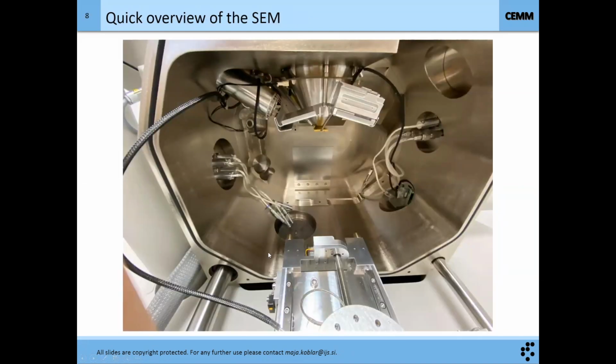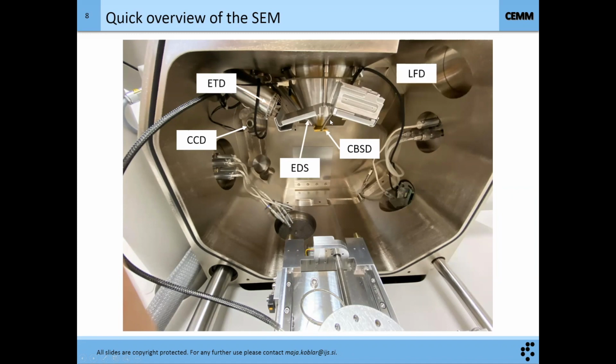The inside of the SEM looks like this. This is the turbo pump. Below that, here you have the CCD camera for viewing of the chamber. Here is the Everhart-Thornley detector, the concentric backscatter detector. The EDS detector is here.